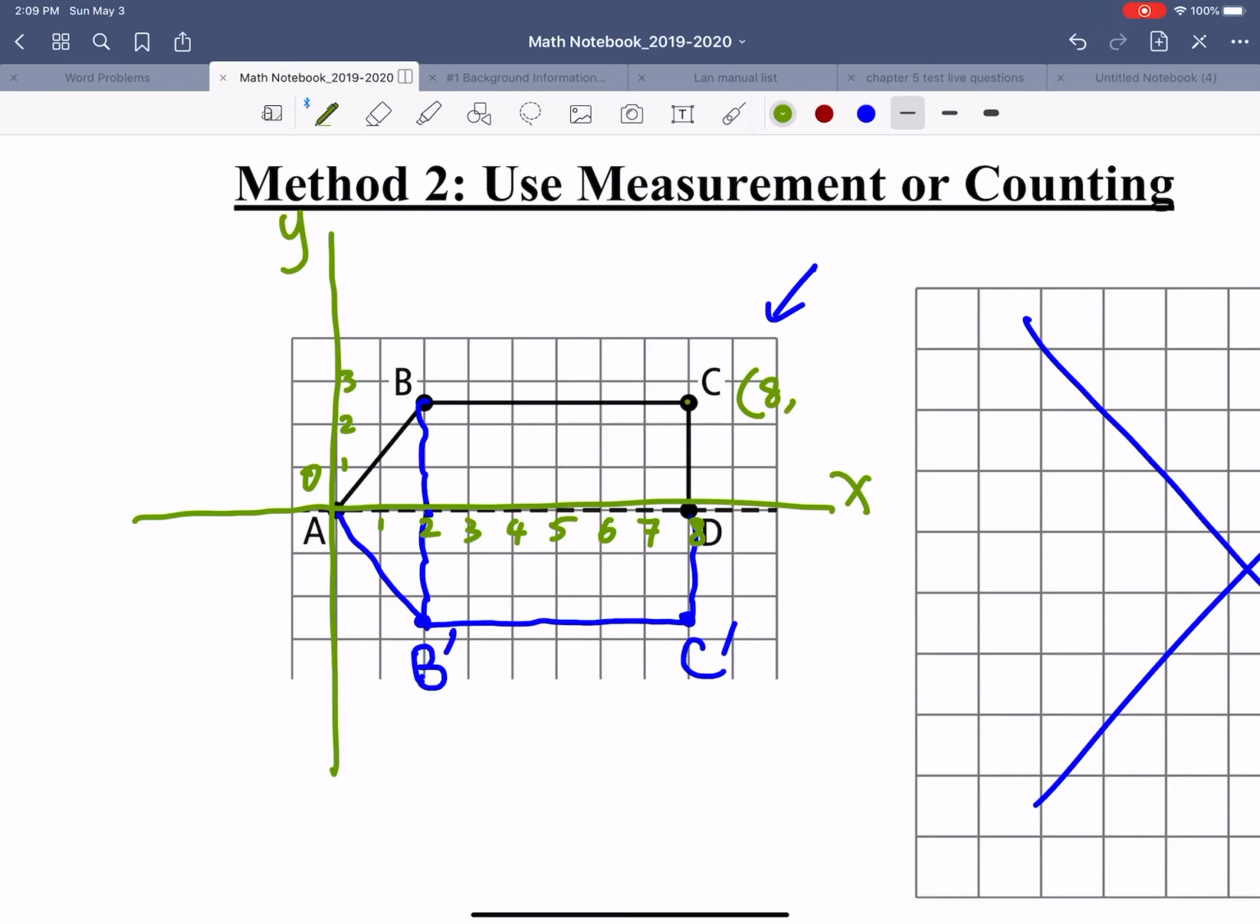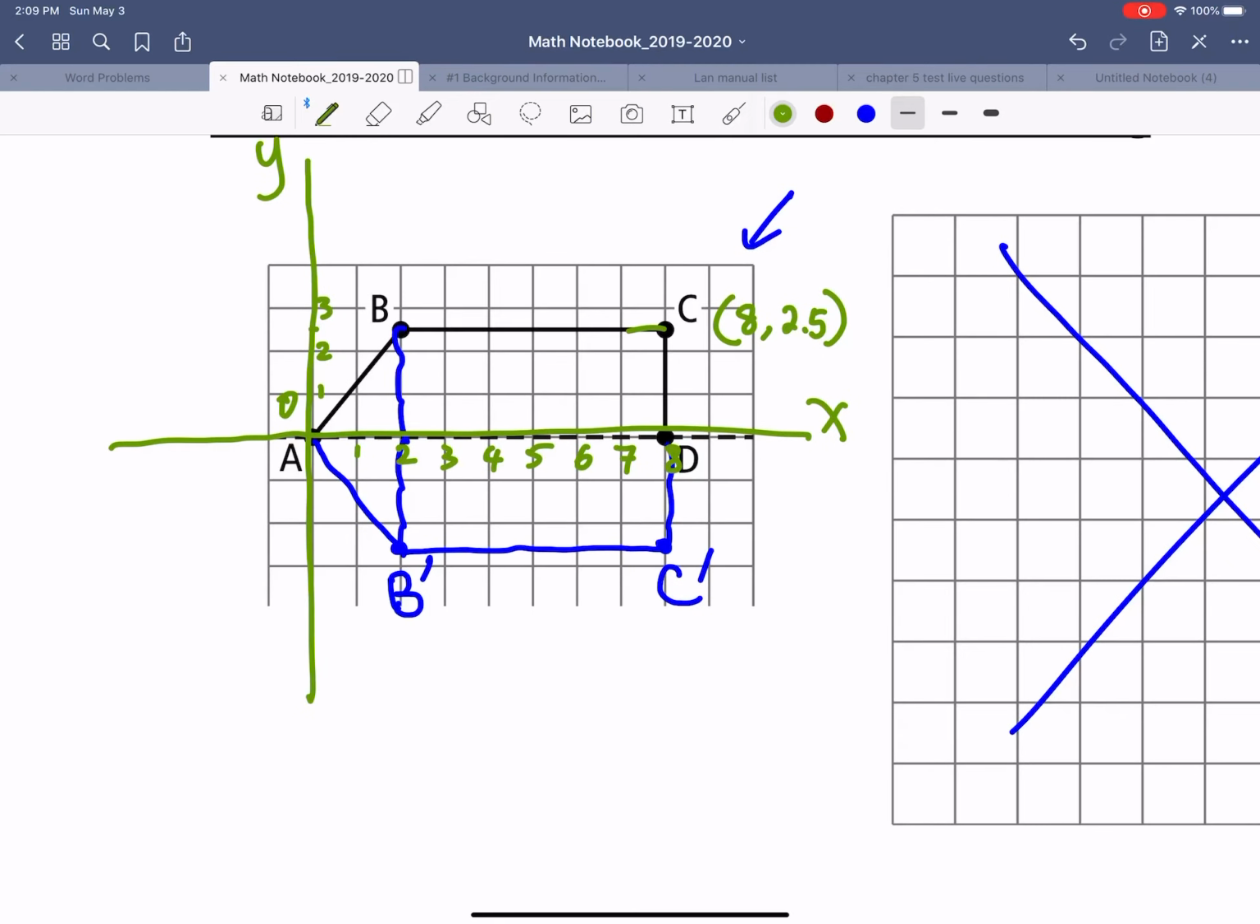Okay, C for Y, that side is at 2.5. So 8, 2.5. That would be C's coordinate. So they might ask you, what is the second C? What's the other side C's coordinate?